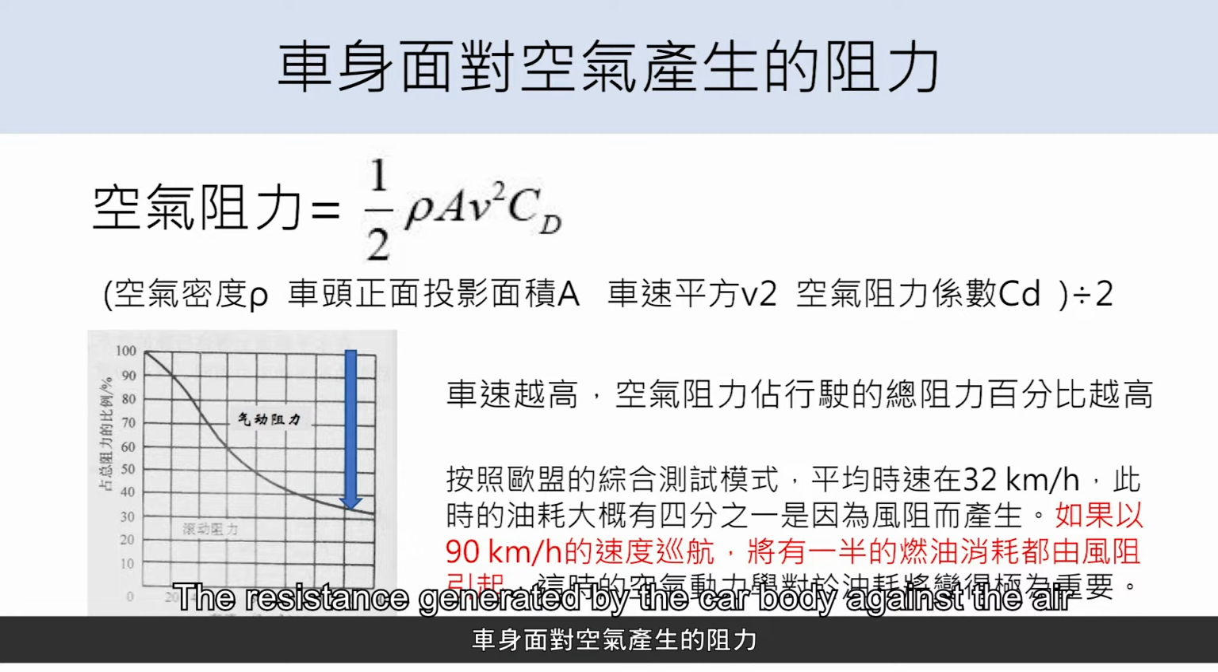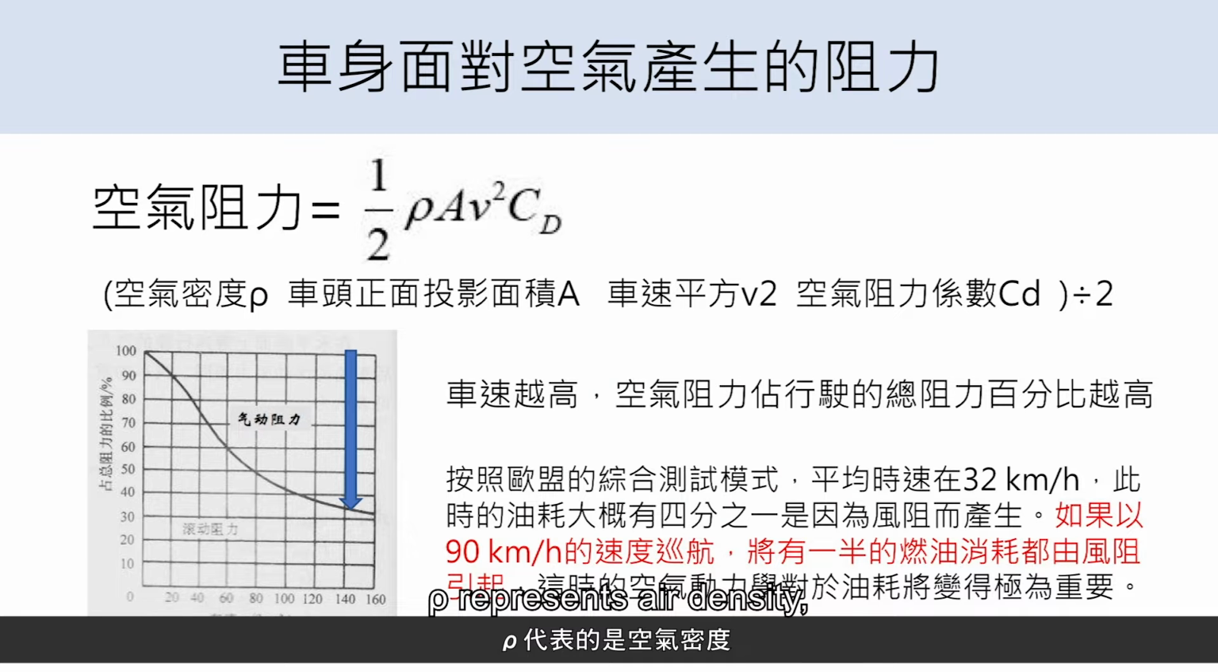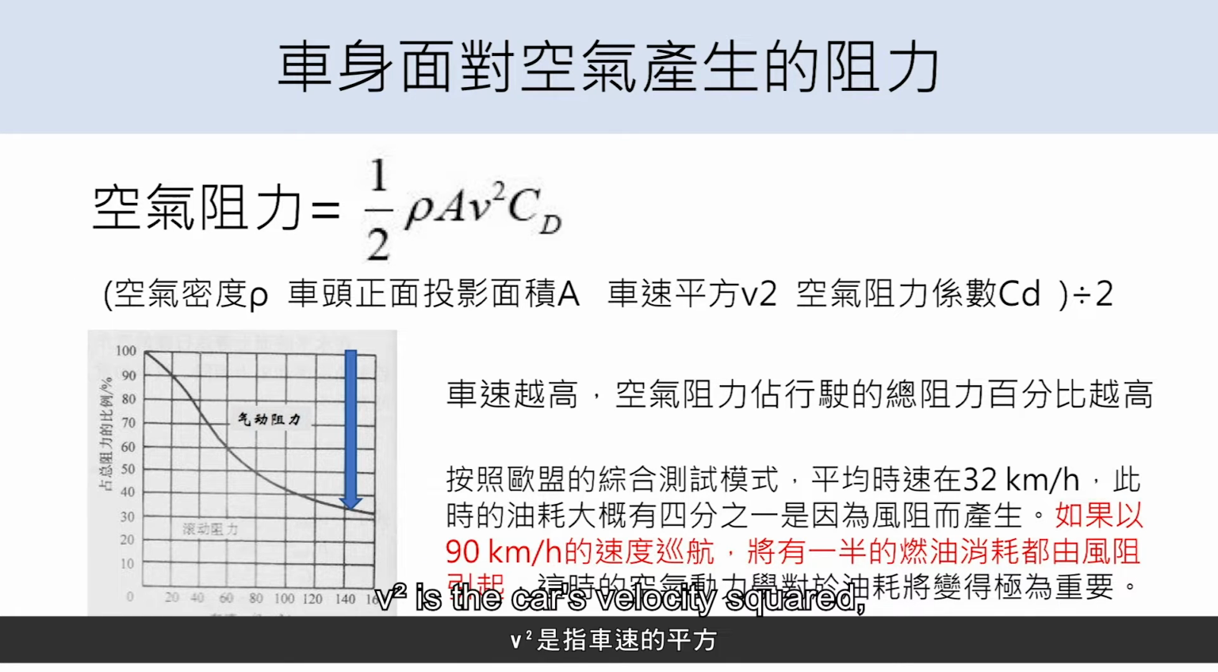The resistance generated by the car body against the air. The formula for air resistance is ρ times A times V squared times CD divided by 2. ρ represents air density, A represents the area of the frontal projection of the car, V squared is the car's velocity squared, and the air resistance coefficient is CD. The product of these values then divided by 2 is the influence of the air resistance on the vehicle.